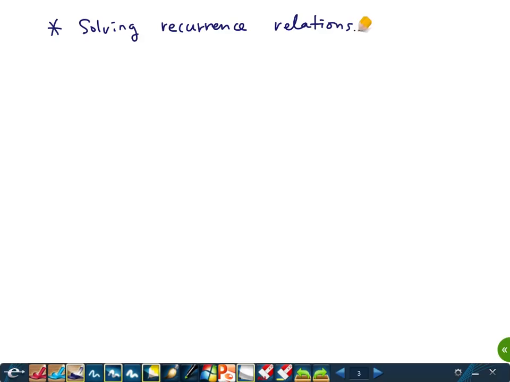In fact, last time we solved very simple recurrence relations, something like a_n equals 2 times a_{n-1}, and a_0 equals 1. Then we can immediately find the nth term like this. It's going to be 2 to the n.